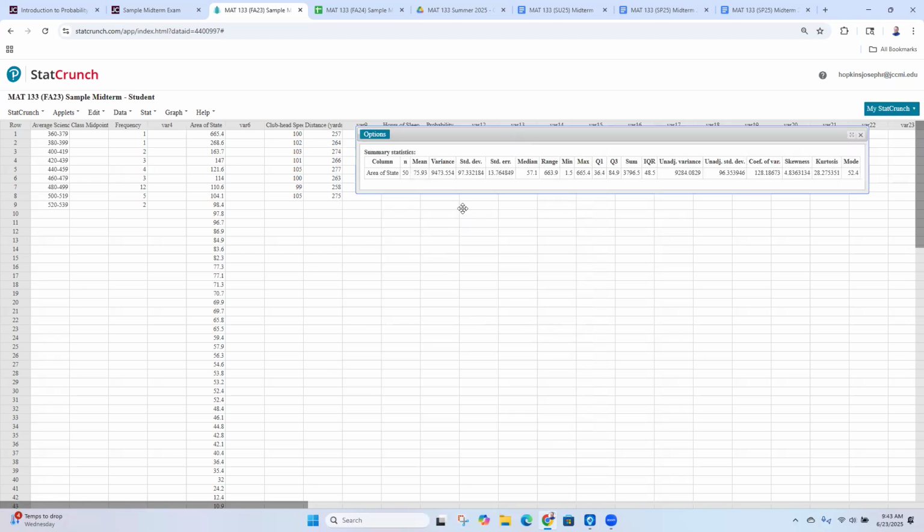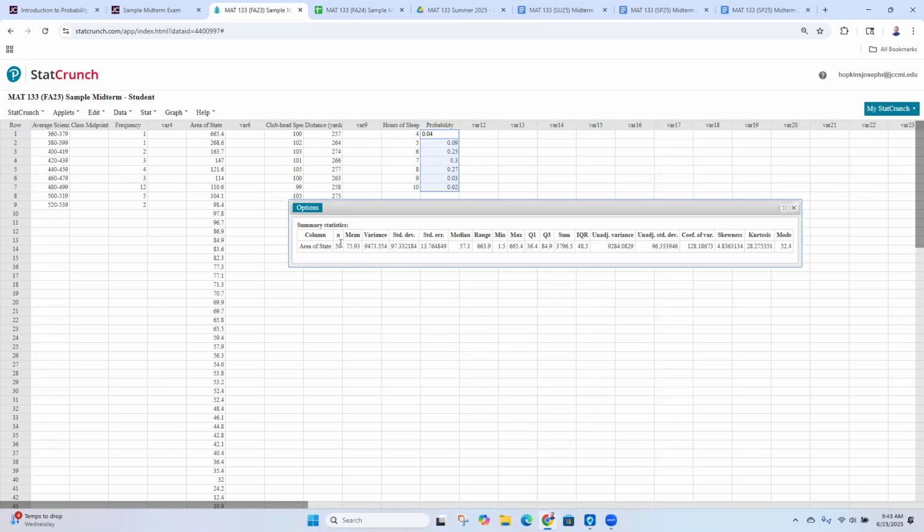It's going to give you a whole bunch of different numbers. This is how many numbers there are. It doesn't know whether it's a sample or not, so you just have 50 numbers. Mean, that's your X bar. The only one that's different is you have a standard deviation and an unadjusted standard deviation. Here, you do need to use the right number depending on if you're looking at a sample or a population.